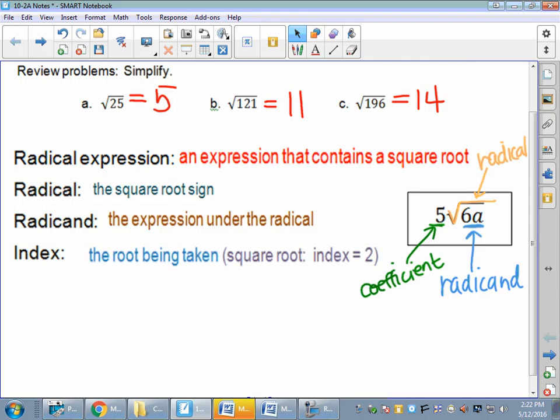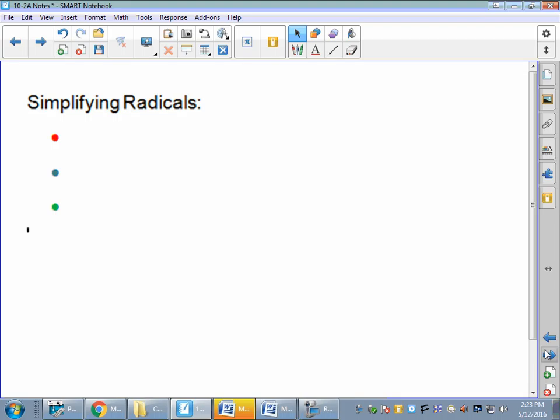And the index. We are always going to take a square root. Square root says the index is 2. Remember how the opposite of square rooting and squaring? They go opposite and undo each other? Well, our index is 2. That's the root that we're taking. And we don't write it. It's kind of like the default on a computer. It's Times New Roman 12 point or whatever. Default is 2. We don't even think about it.